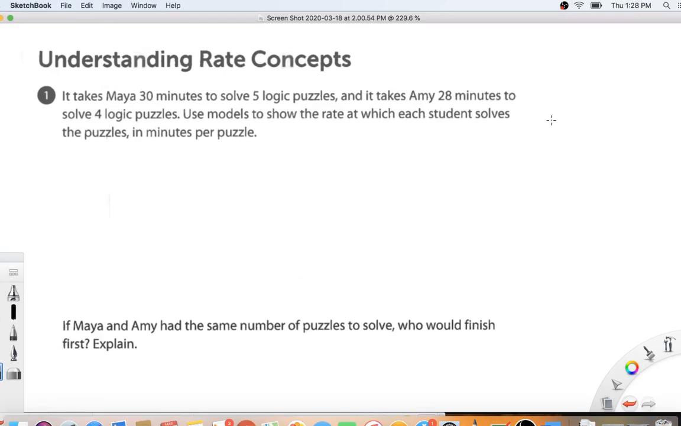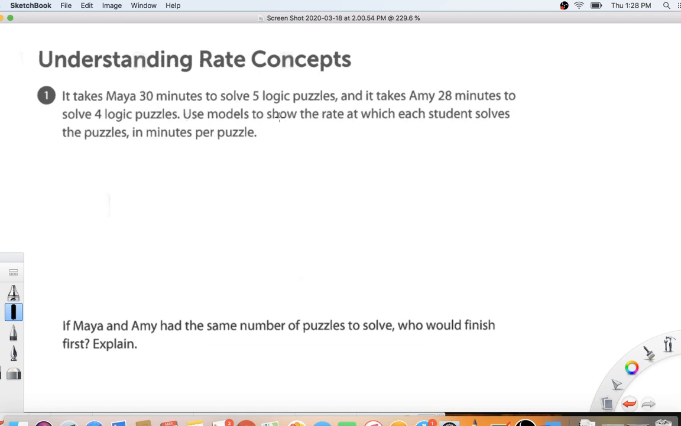Okay, for this one, we're doing day 3, page 5 on the iReady packet. It says that it takes Maya 30 minutes to solve five logic puzzles. So our ratio here is 30 to 5. And it takes Amy 28 minutes to solve 4 logic puzzles. So that ratio there would be 28 to 4.